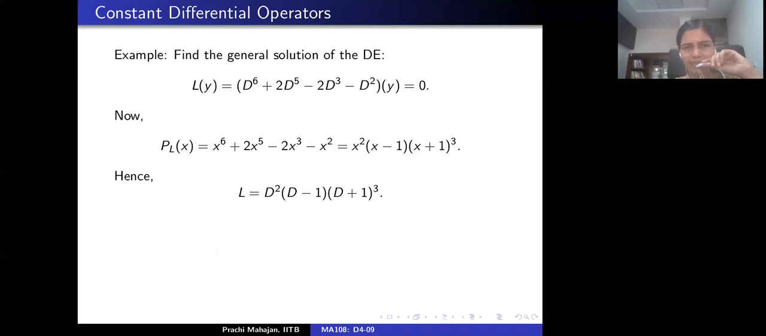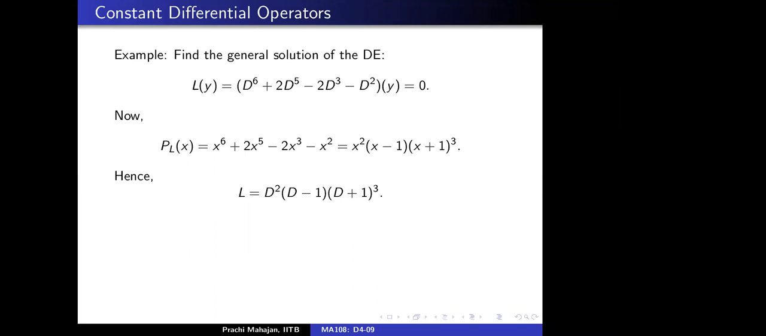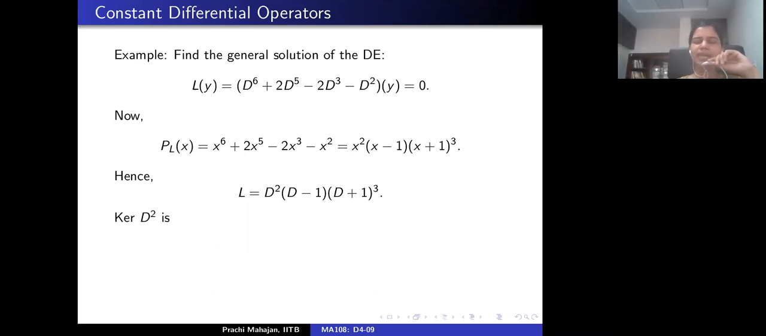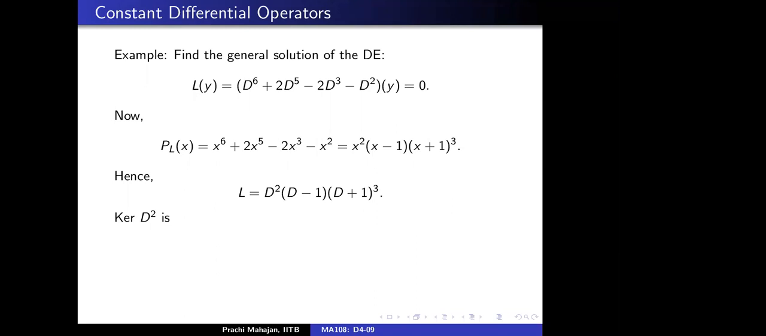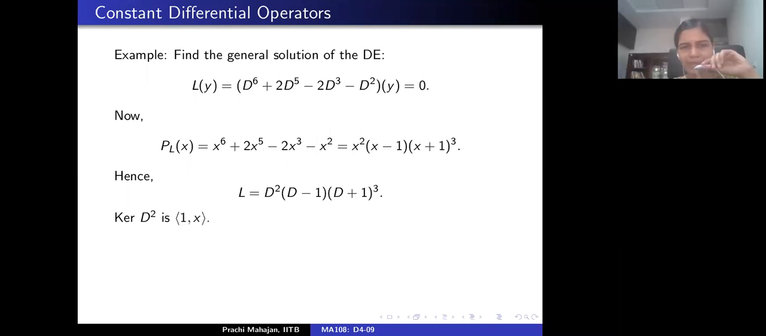Having factorized this characteristic polynomial, one can write down the linear operator L as D squared times (D minus 1) times (D plus 1) cube, correct? And we talked about it last time. We would look at the null space of D square, the null space of D minus 1, and the null space of the operator (D plus 1) cube, and we will look at the basis of each of these. So can you give me a basis of the solution space of the operator D square? 1 and x, right? Which means two linearly independent solutions of the equation D square y equal to 0. So that is 1 and x.